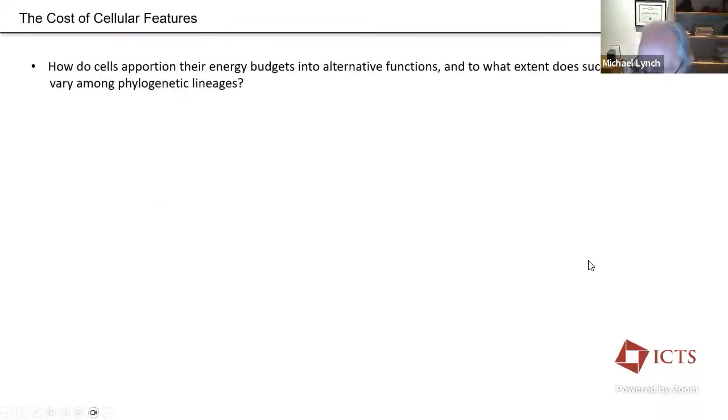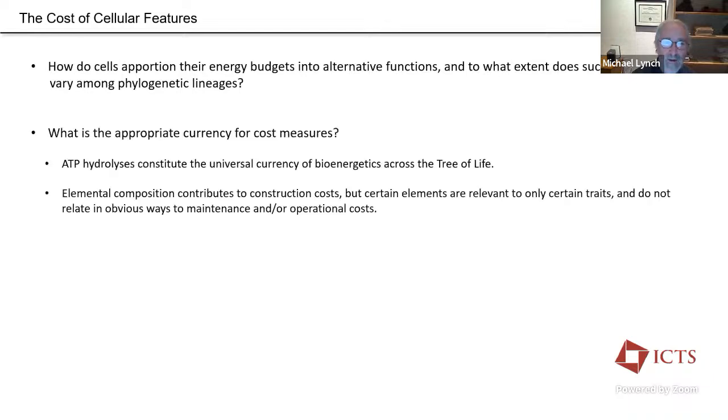Okay, so we've gained a little insight into how many ATPs it takes to make a whole cell. And now we want to start breaking things down into thinking about how cells apportion their energy budgets into alternative functions. And we'd like to think about how that fractionation varies among phylogenetic lineages, and what kinds of traits are easier to evolve in terms of their energetic cost. This does raise the question, and maybe some of you will have alternative ideas: what is the appropriate currency for a bioenergetic cost when you're synthesizing something? And we like to use ATP, counting ATP hydrolyses.